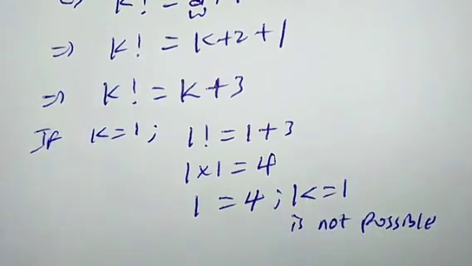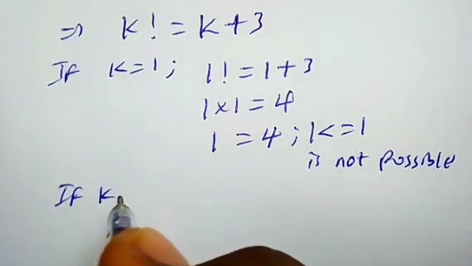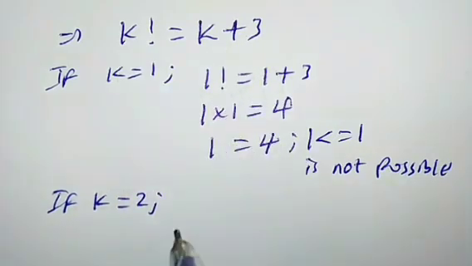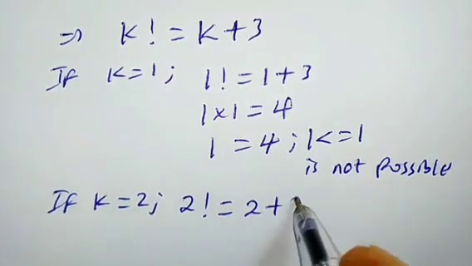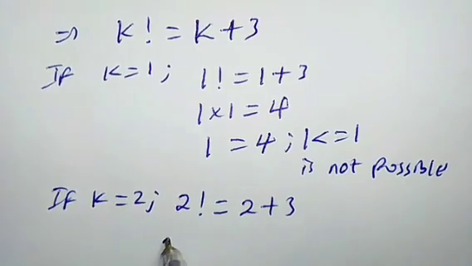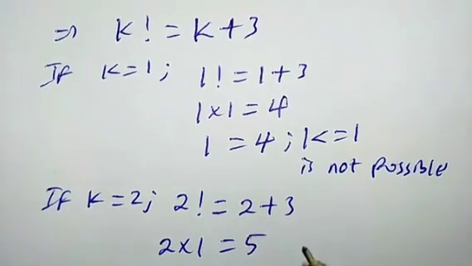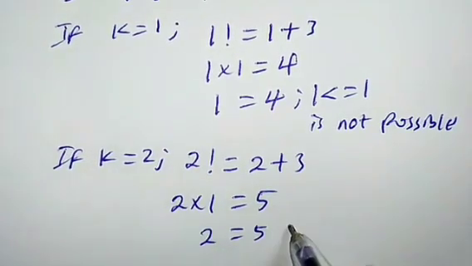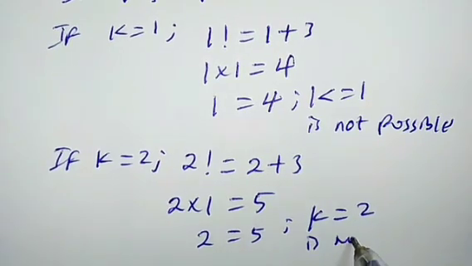Let us test for when k equals 2. If k is equal to 2, this whole thing becomes 2 factorial equal to 2 plus 3. 2 factorial, that is 2 times 1, equal to 2 plus 3, that is 5. 2 times 1, that is 2, equals 5. That means k equals 2 is not possible.